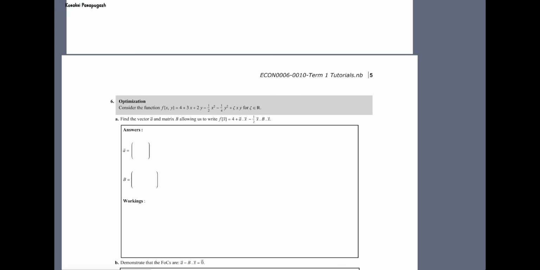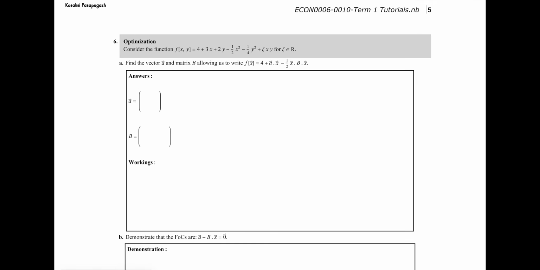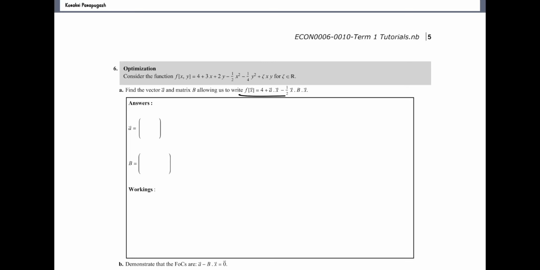If we now move on to question 6, optimization. Consider the function 4 plus 3x plus 2y minus a half x squared minus a quarter y squared plus, I'm going to call that symbol s, sxy, for s a real number. Find the vector a and the matrix b, allowing us to write this equation in this new form.